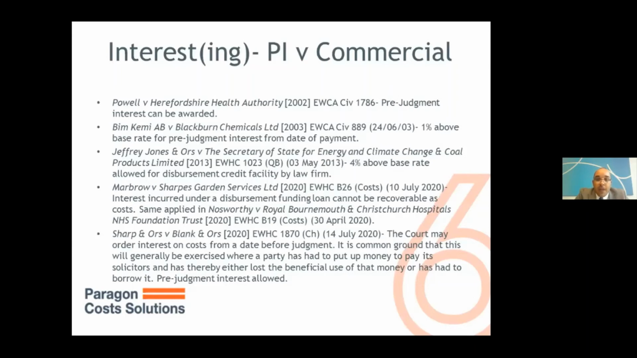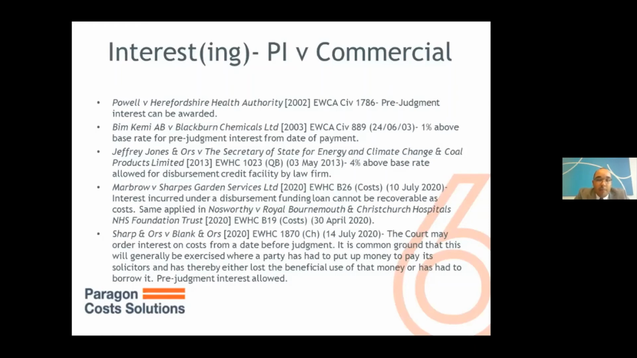That's well known. It's common ground that this will generally be exercised where a party has had to put up money to pay its solicitors and has thereby either lost the beneficial use of that money or has had to borrow it. So in a commercial case, if you had to borrow money, you're entitled to pre-judgment interest. But in a PI case, if you've had to borrow money by way of the disbursement loan, you're not entitled to that interest. So there seems to be some conflict here between PI and commercial cases.